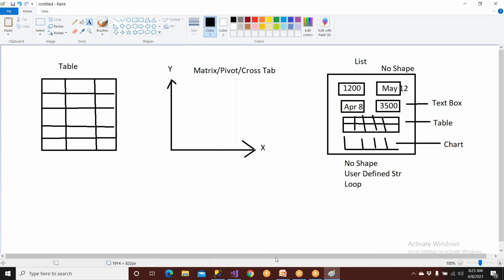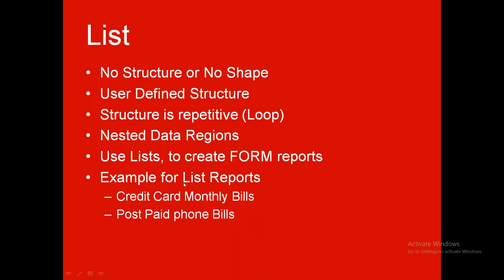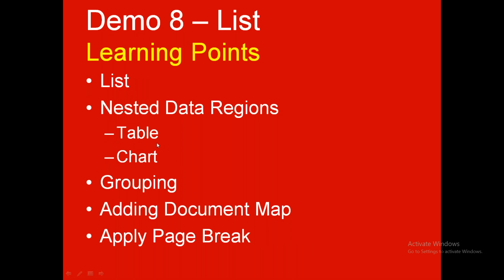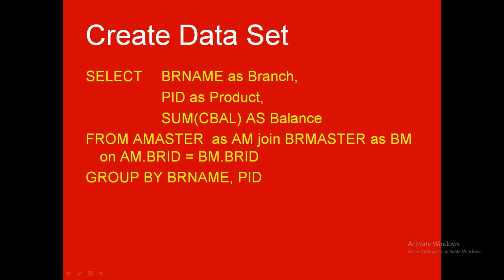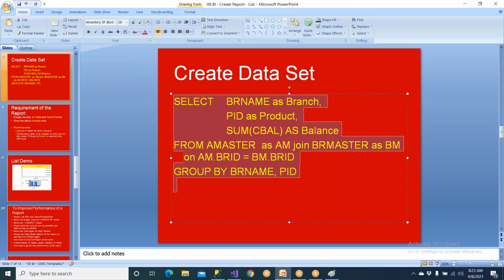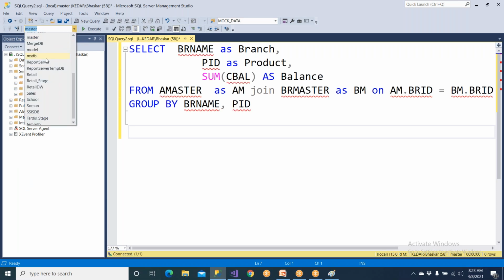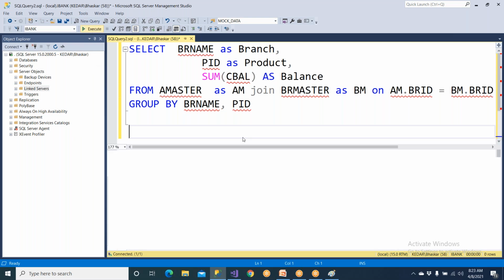Now, I wanted to create a table and chart report today. I would like to use a list, and I would like to place these two within the list, and grouping and other things I would like to have there. Clear? So I'm going to be taking this query. I'm going to my database called iBank, right? So now execute it.